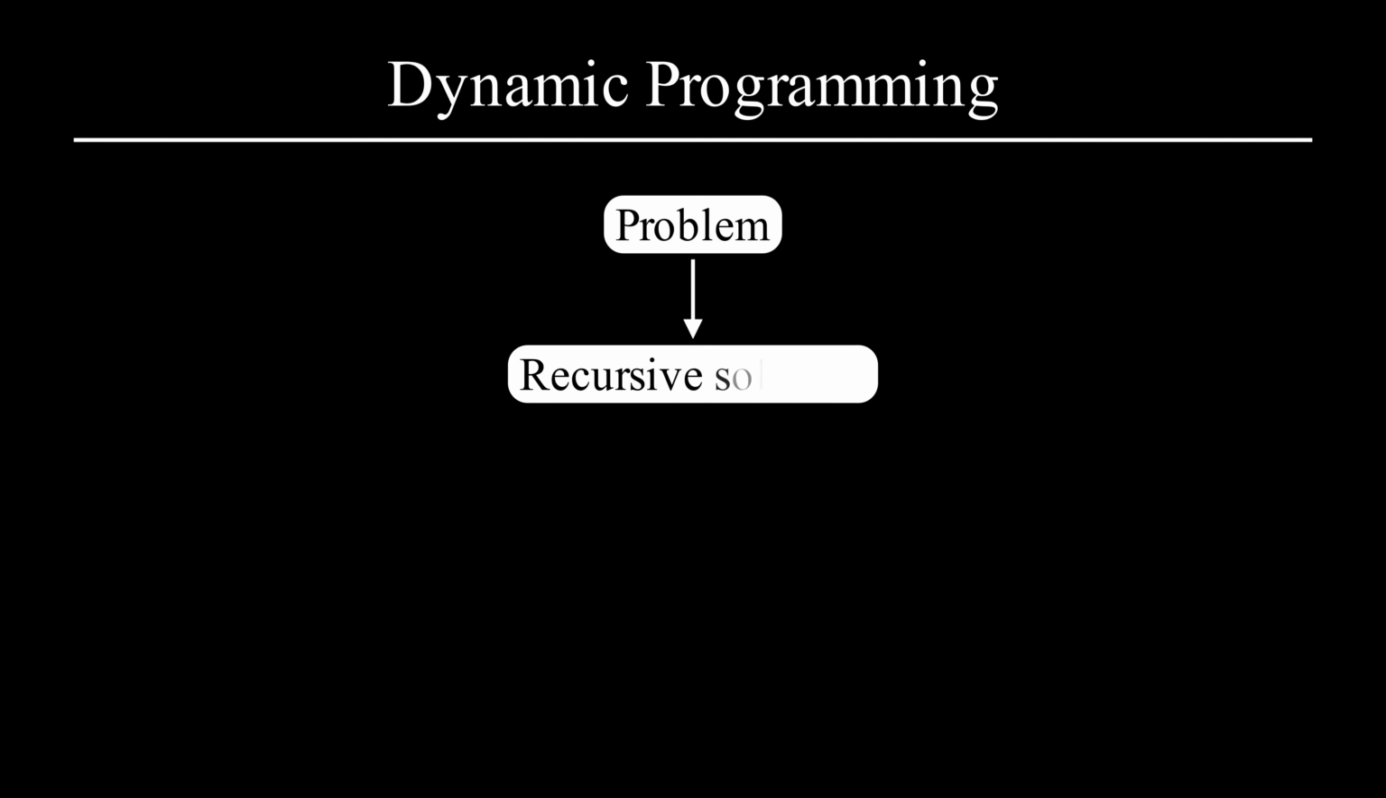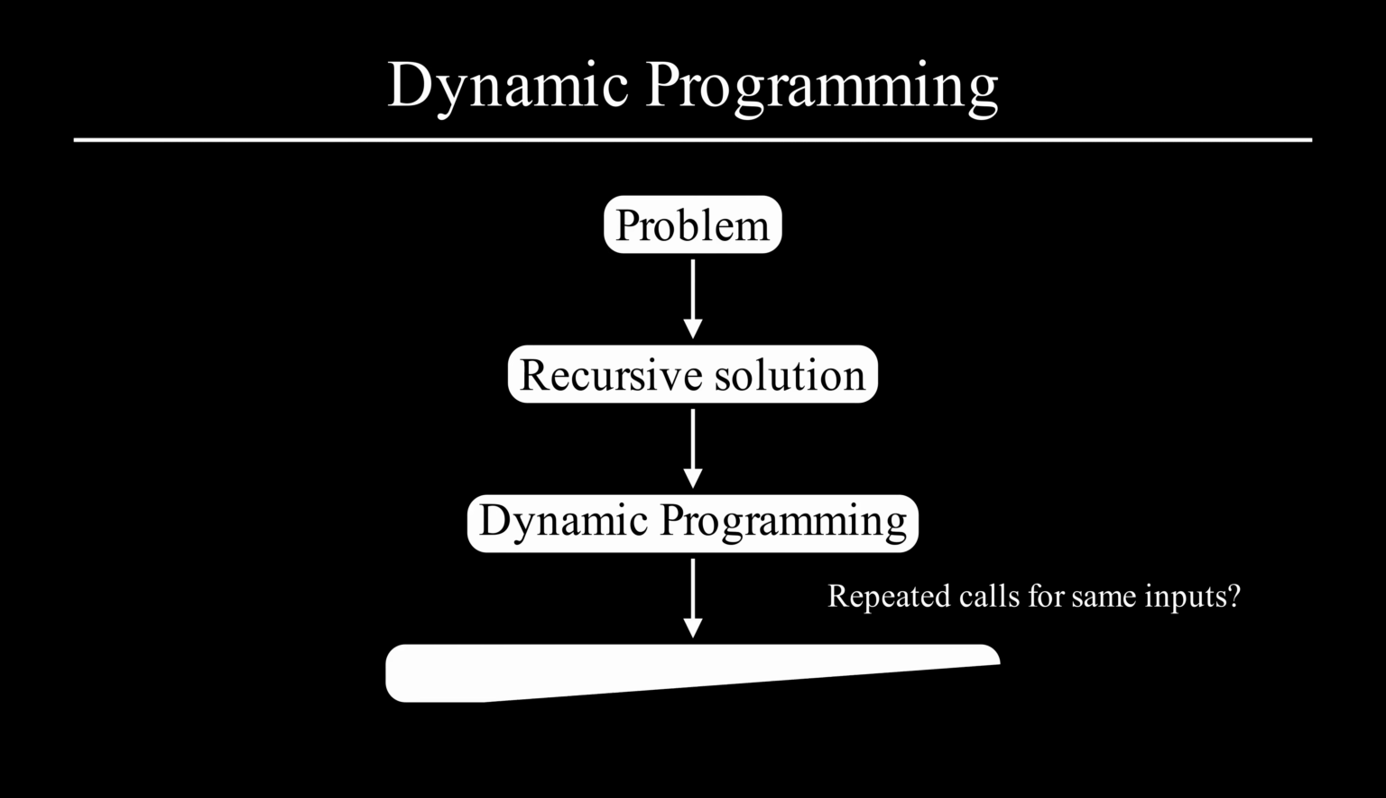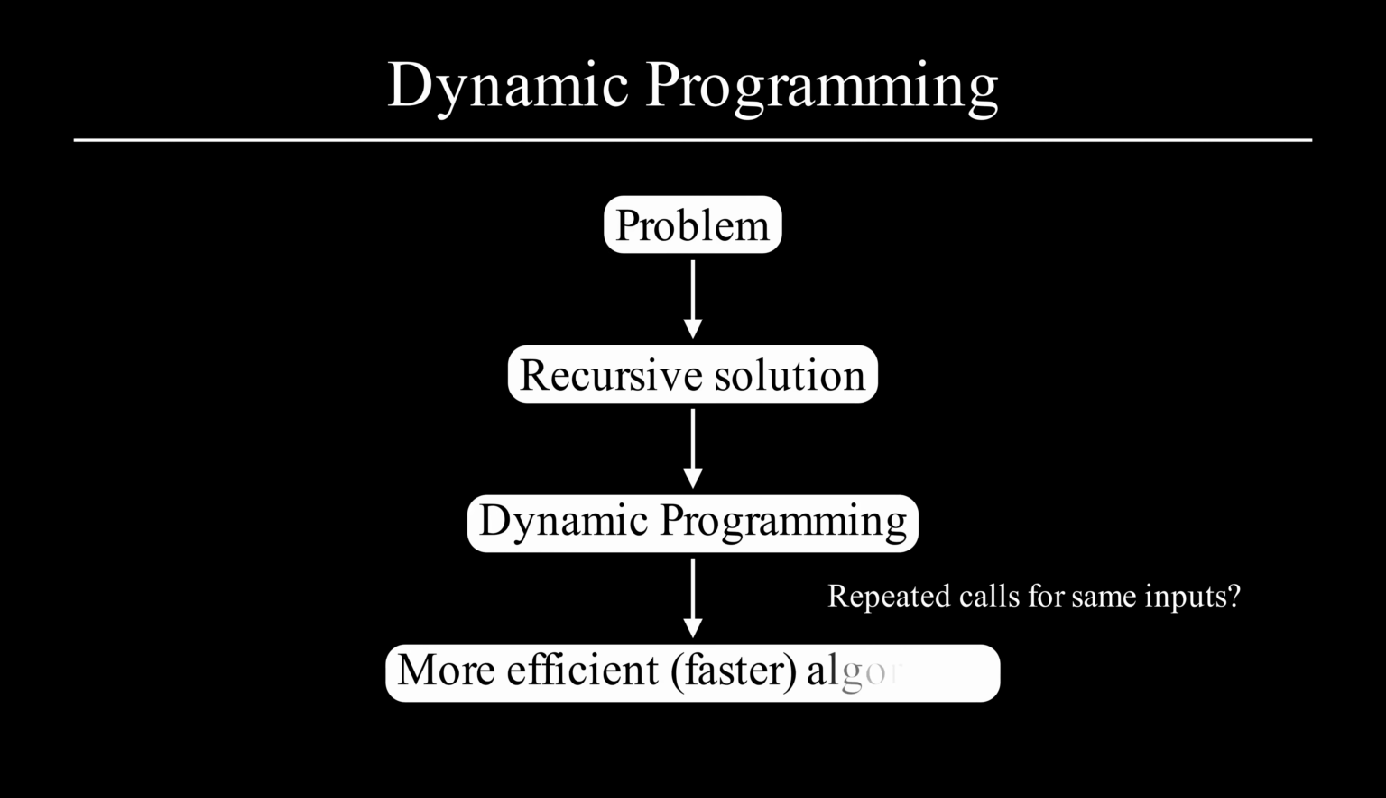Now assume you have some problem that you want to solve algorithmically. Assume you solve this problem with a recursive algorithm. In this case, you could try to use the dynamic programming technique. This will result in a more efficient algorithm if the previous algorithm repeated the computation of already calculated results. Dynamic programming can help to avoid redundant calculations by reusing the results of previously computed subproblems, leading to significant speedups.